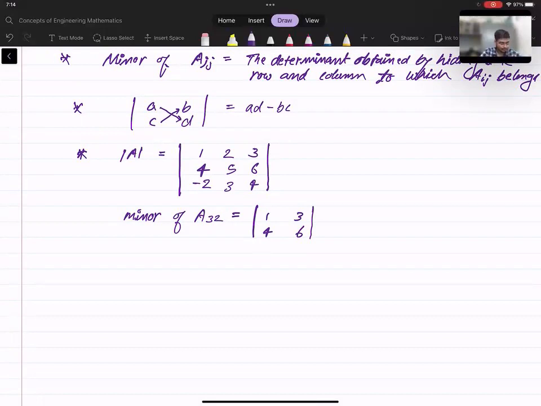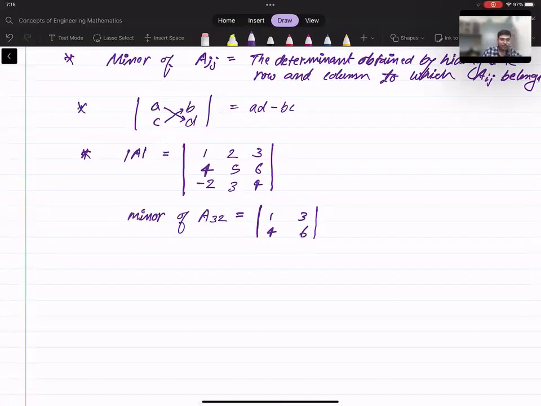In a similar manner we can find the other minors also. If it were a 4 by 4 determinant or fourth order determinant, then in that case we would write the remaining 3 rows and 3 columns after deleting the particular row and column for which we are looking for the minor. In this way we calculate the minor.